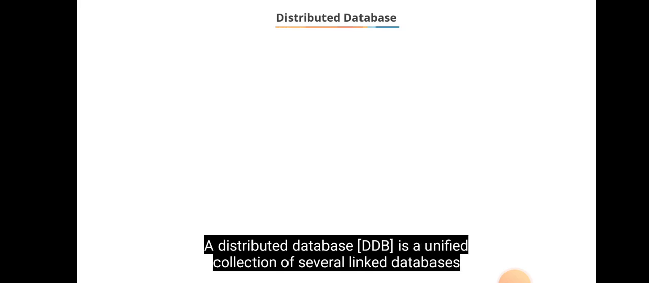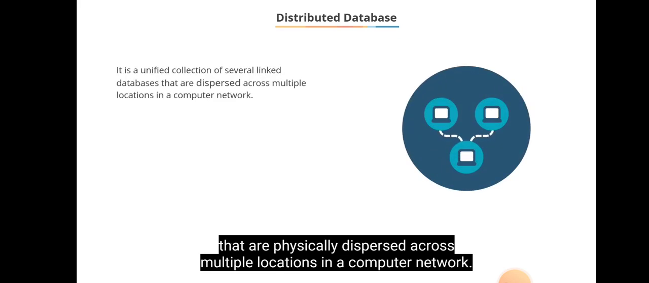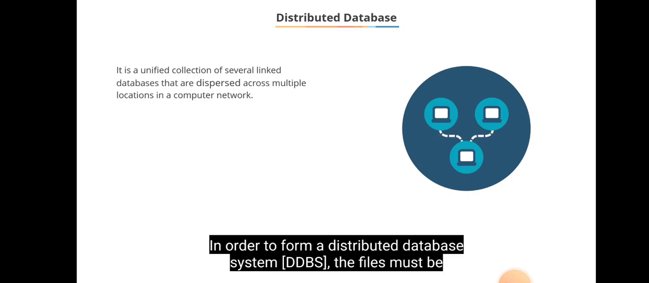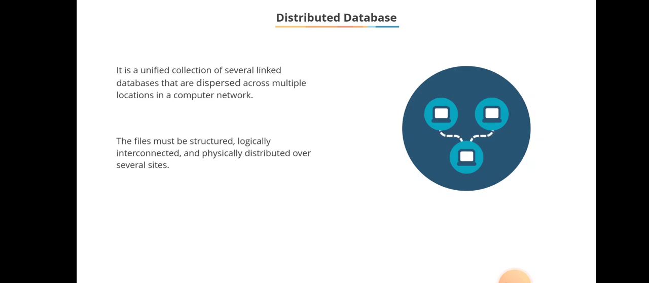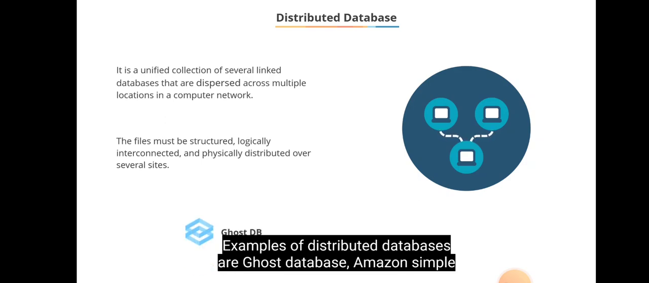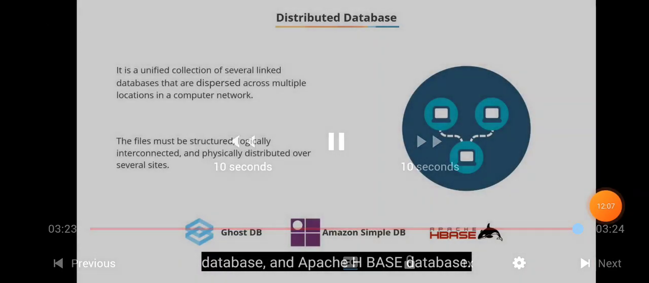Finally, let us find out what a distributed database is. A distributed database, DDB, is a unified collection of several linked databases that are physically dispersed across multiple locations in a computer network. In order to form a distributed database system, DDBS, the files must be structured, logically interconnected, and physically distributed over several sites. Examples of distributed databases are Ghost Database, Amazon Simple Database, and Apache HBase Database.